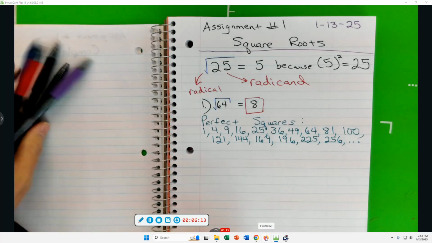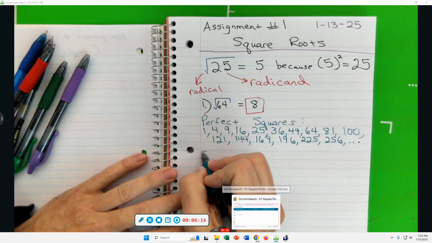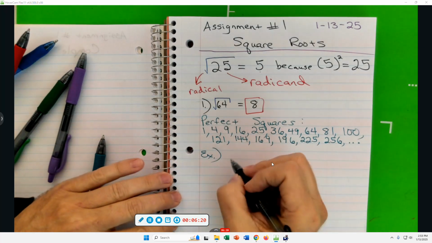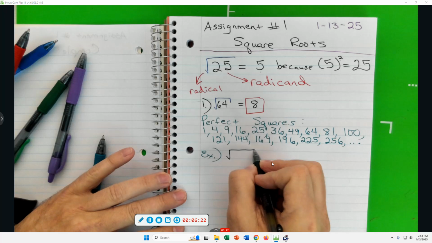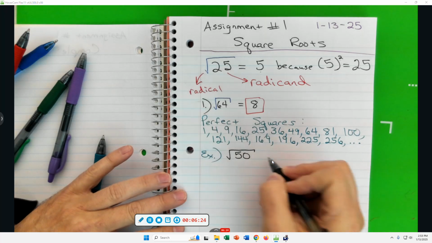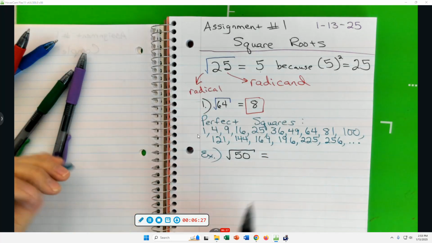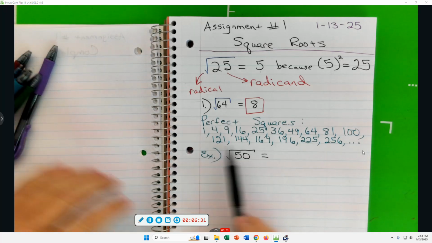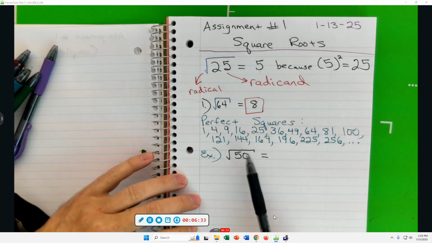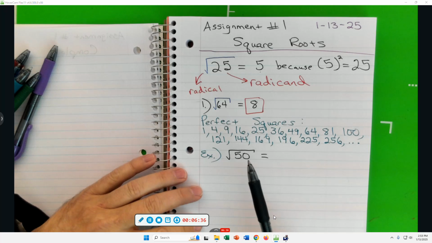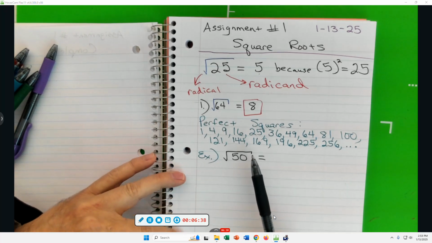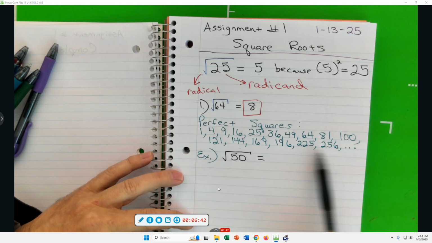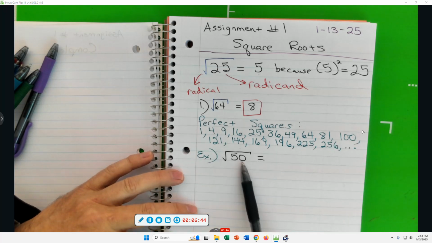Now, suppose we wanted to simplify the square root of 50. Is 50 a perfect square? No, 50 is not a perfect square. If a number is not a perfect square, you can probably still reduce the square root, though. What you do is you ask yourself, what's the biggest perfect square that divides evenly into 50?